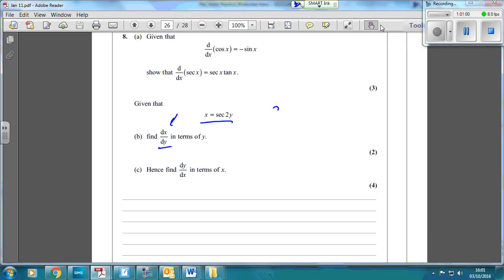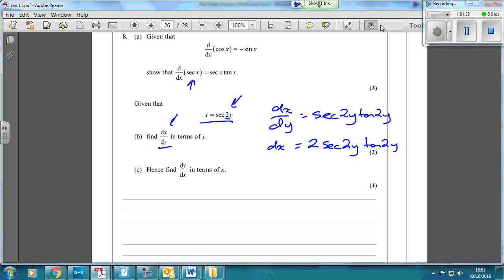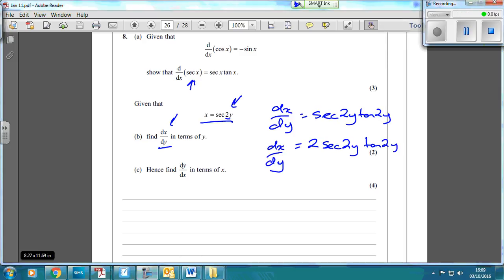So x equals this, dx by dy. We know that if you differentiate sec x, we get sec x tan x. So this time we've got sec 2y. If we differentiate sec 2y, we get sec 2y tan 2y. Then we need to differentiate the 2y and put that in the front, so that's going to be 2 sec 2y tan 2y. And that's what dx by dy gives us.